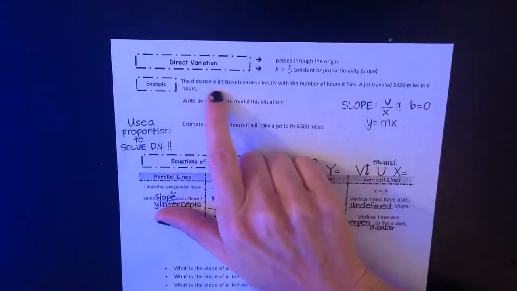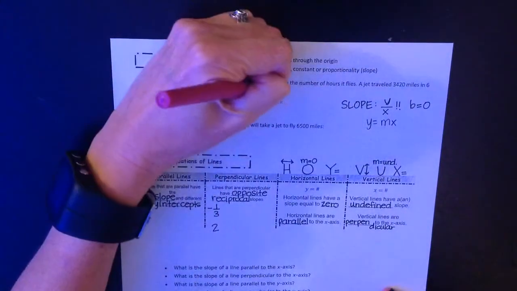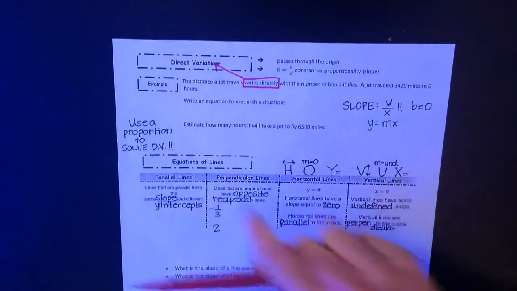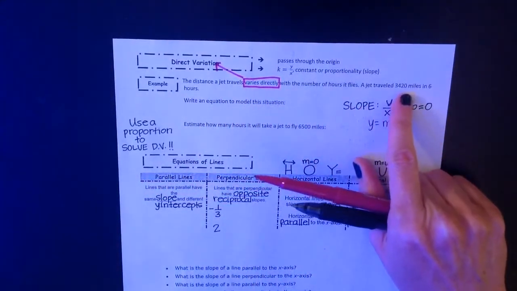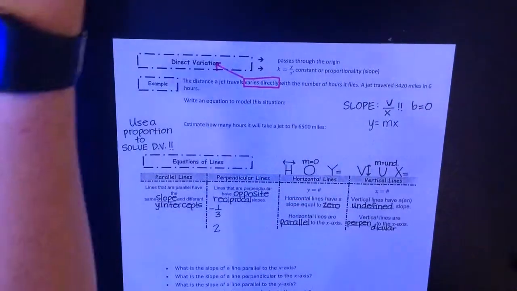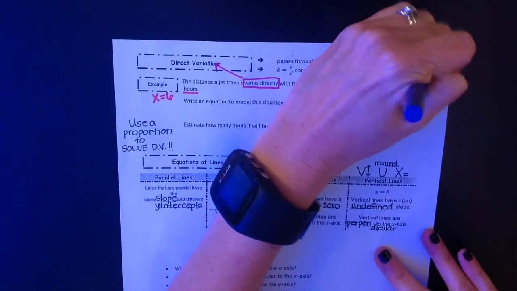So we have an example here. The distance a jet travels varies directly. So varies directly is your clue words. This is going to tell you that it is direct variation. So the distance a jet travels varies directly with the number of hours it flies. A jet traveled 3,420 miles in 6 hours. So if you remember that time is an x value, they're saying that x equals 6, which makes 3,420 miles your y value, 3,420.